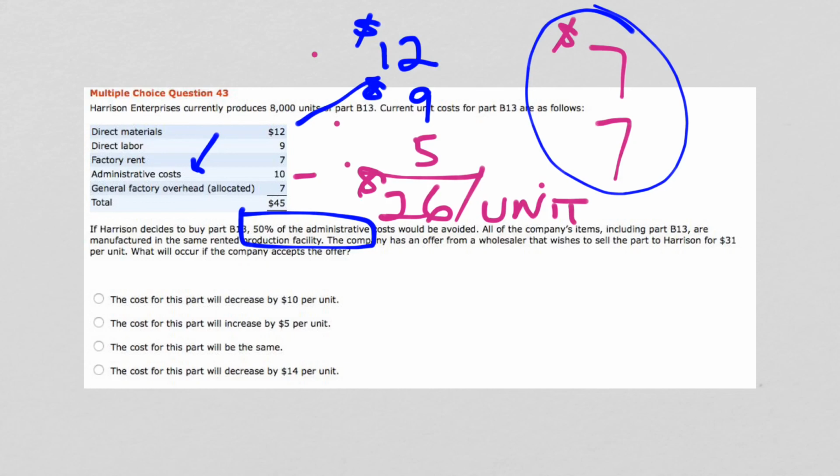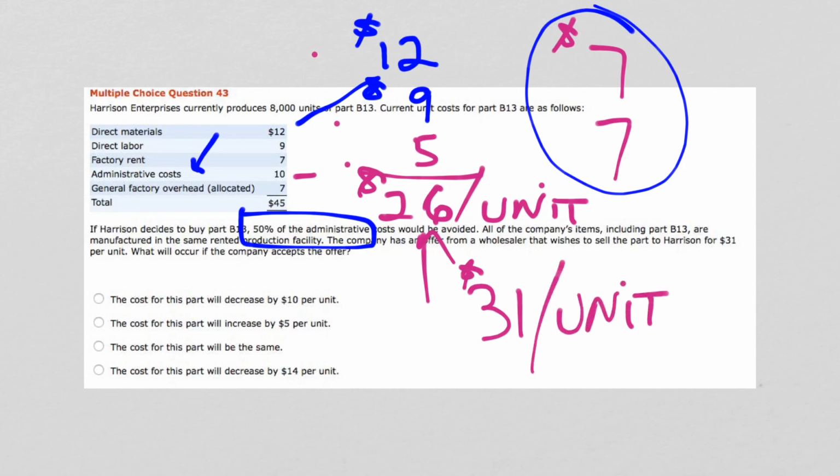Okay, so now that means what we save is $26 per unit. What's it going to cost us to buy it from an outside source? $31. Ooh, this is not a positive result. Well, these problems aren't going to always end up with a positive result. So the answer is the cost for the part will increase by $5 per unit, and thus the decision is going to be to continue to manufacture Part B13. All right, we're going to stop here, and we'll pick it up in the next video.